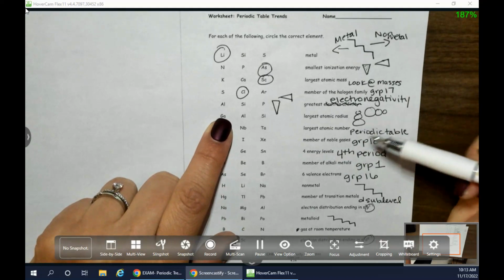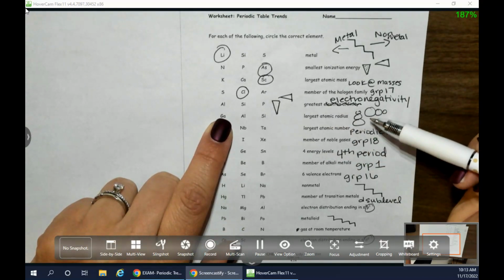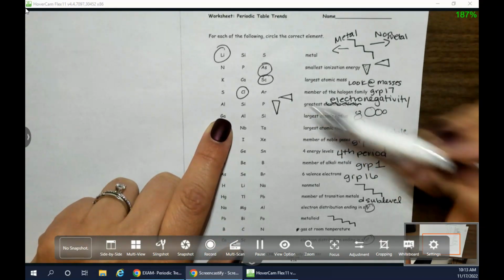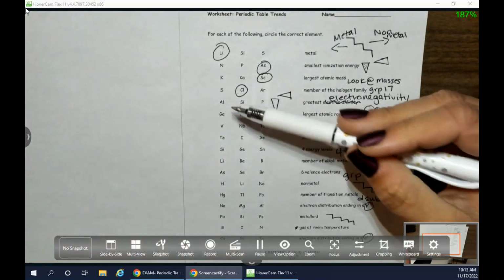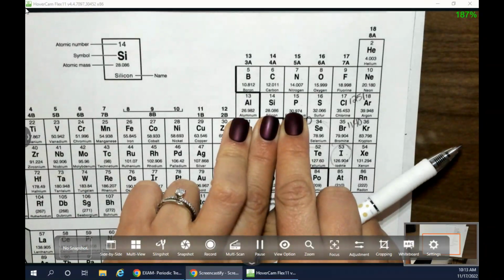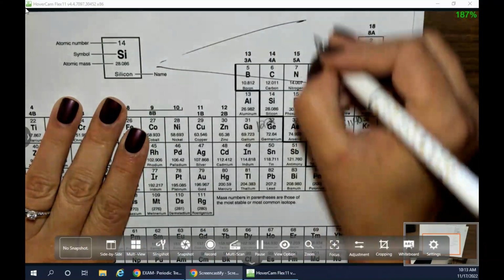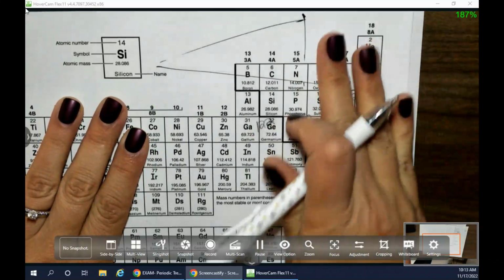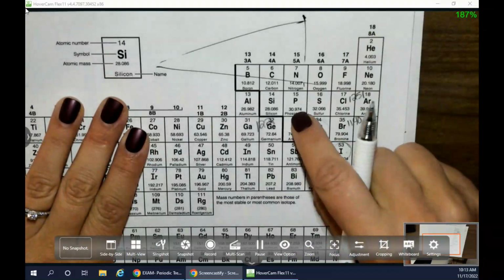Here we have electronegativity, and I want the greatest electronegativity. So we want the bigger end of our ice cream cone, right? So we have aluminum, silicon, and phosphorus. So that means the sideways little ice cream cone, right? So who's at the far end? That would be phosphorus.